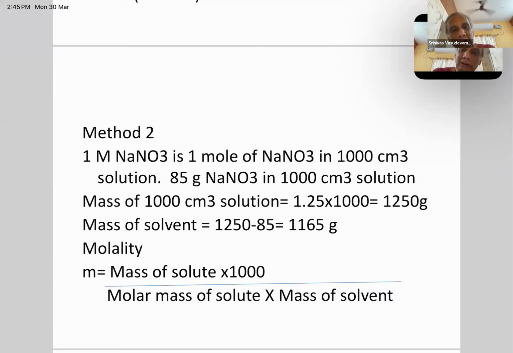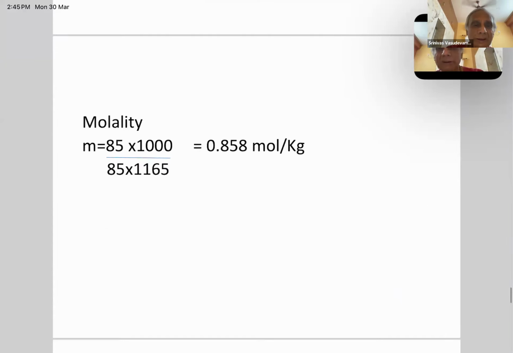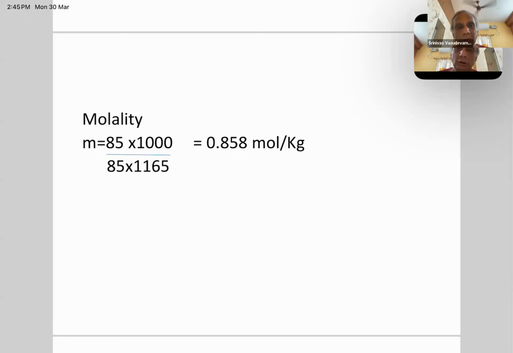Mass of solvent is mass of solution minus mass of solute. So 1250 minus 85, 1165 grams. So I find out the molality, mass of solute by molecular mass of solute into 1000 by mass of solvent, which is 85 by 85 into 1000 by 1165, which is equal to 0.858 mole per kilogram.